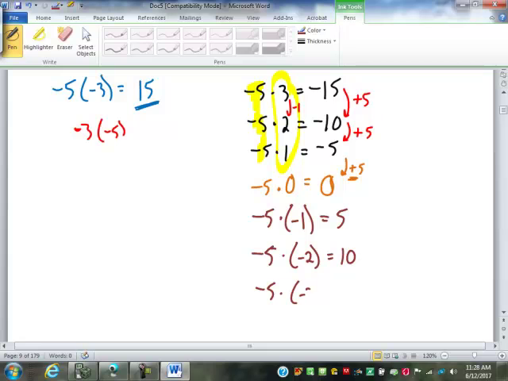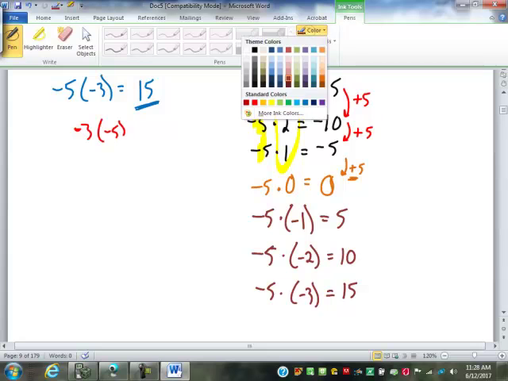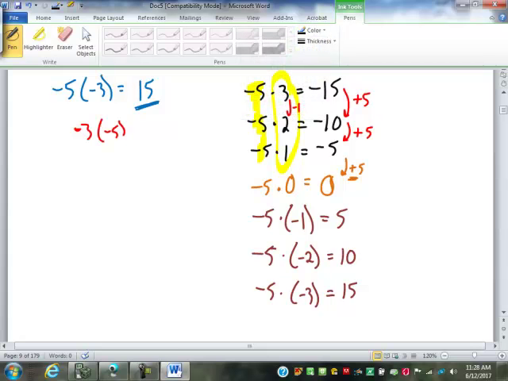Negative 5 times negative 3. Again, I reduced it by 1. The result has to be 15. Has to go up by 5. So when you multiply a negative times a negative, you get a positive. And the reason is because it completes a pattern.